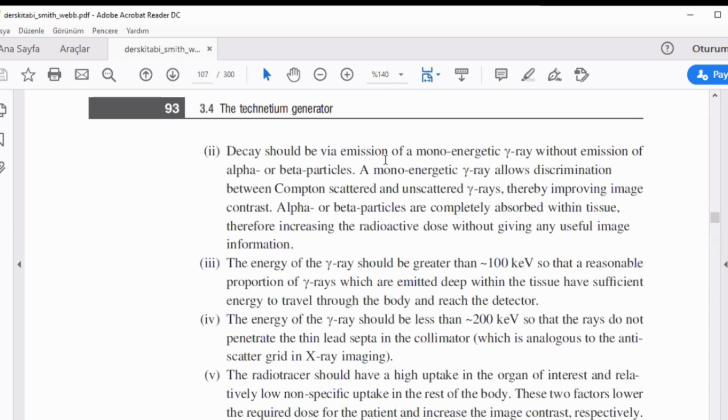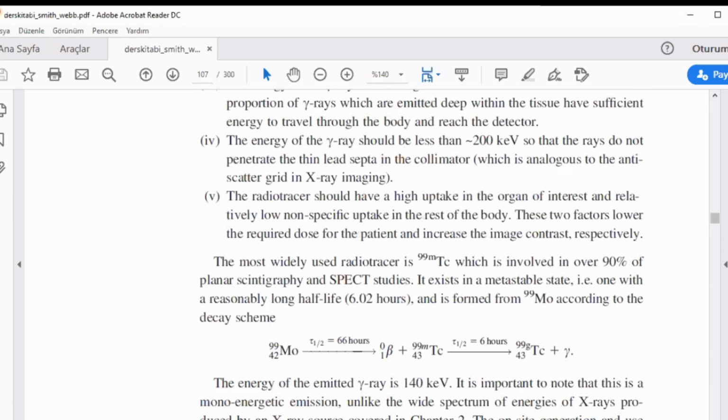Decay should be via emission of monoenergetic gamma rays without emission of alpha or beta particles, because alpha is another particle which is very dangerous to the body. Beta is unwanted energetic stuff. The gamma ray energy should be greater than 100 keV so that a reasonable proportion of the rays which are emitted deep into the tissue have sufficient energy to travel through the body and reach the detector.